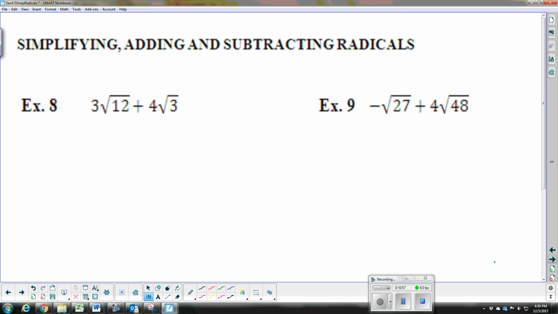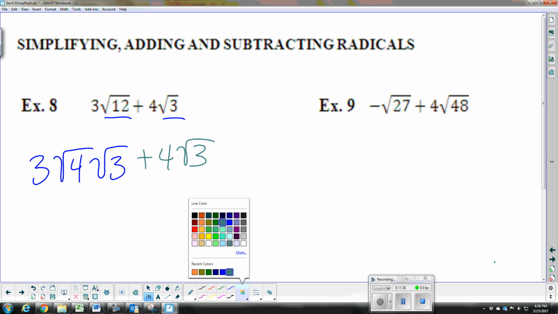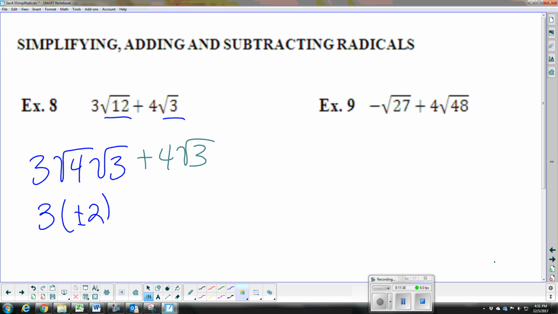All right, if you look at the next ones, we have to simplify first. So right now, these radicands are not the same, but they do have similar terms. So the square root of 12 is the same as the square root of 4 times the square root of 3. So we can simplify 3 times the square root of 12 as 3 times the square root of 4 times the square root of 3. And that's plus 4 times the square root of 3. So that term doesn't change, that stays the same. All right, now if we take the square root of 4, we end up with 3 plus or minus 2 times the square root of 3, plus 4 times the square root of 3, which again, doesn't change from the last step.